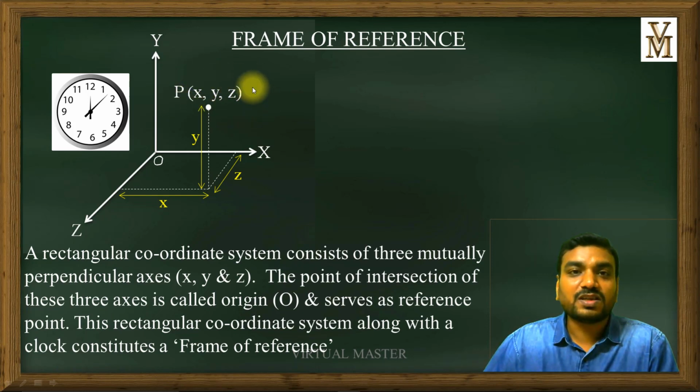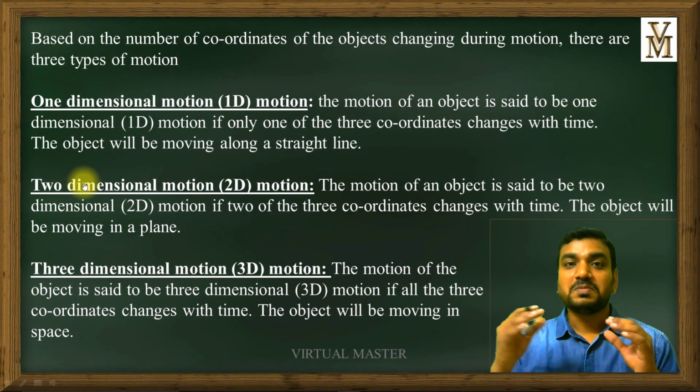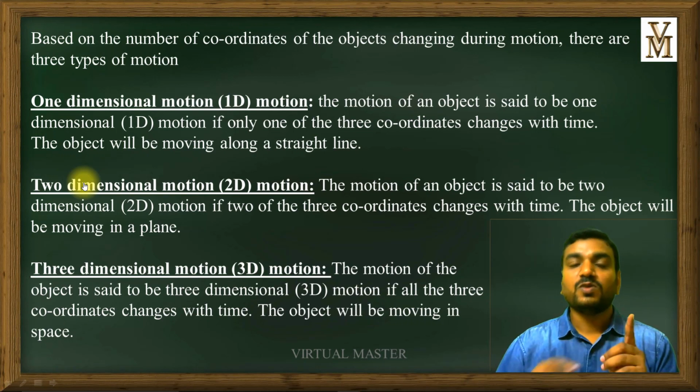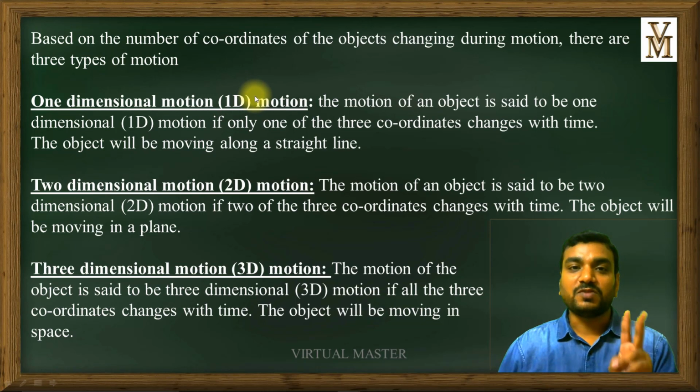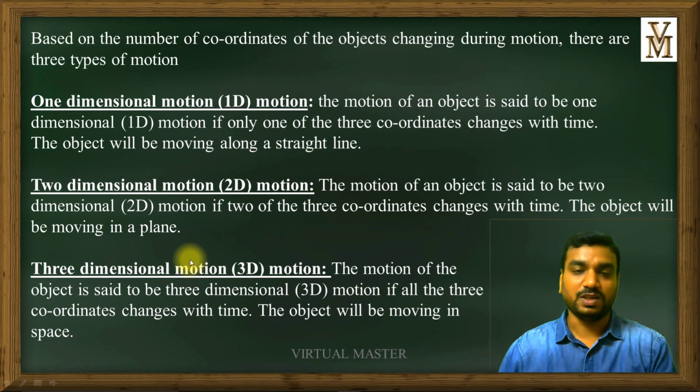Okay, based on the number of coordinates of the point object changing, there are three different types of motion. Let us discuss these three different types of motion. One is one-dimensional motion, second is two-dimensional motion, and the third is three-dimensional motion. Let us discuss these three types of motion one by one.